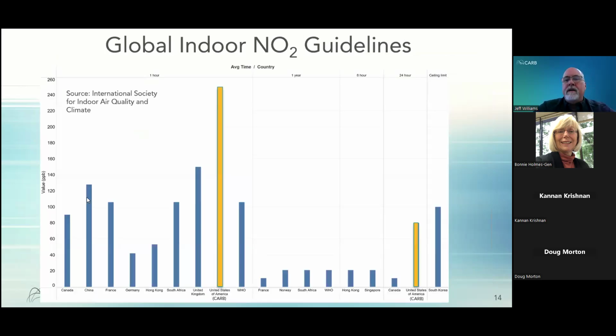Now, this figure provides just a broader look at the different guidelines from around the world using a database that was recently compiled by the International Society for Indoor Air Quality and Climate. The figure provides a better context about where the existing CARB guidelines fall in comparison to guidelines from other countries. You can see that for both the 1 hour and 24-hour guidelines, CARB's values are significantly higher than the others.